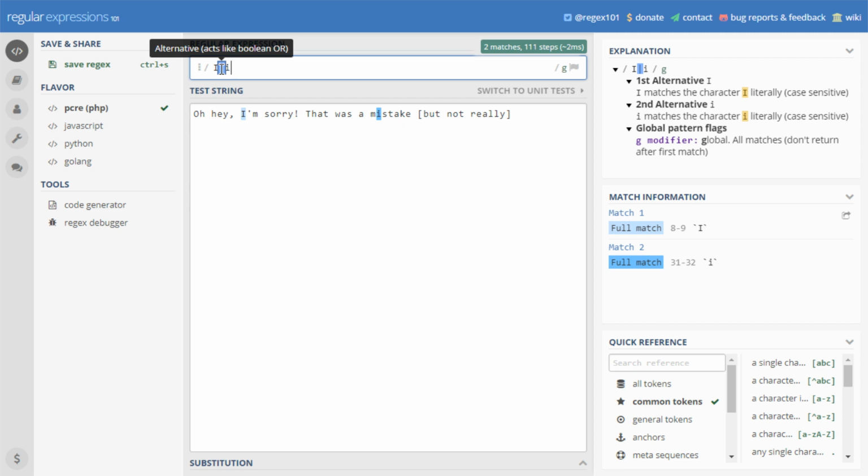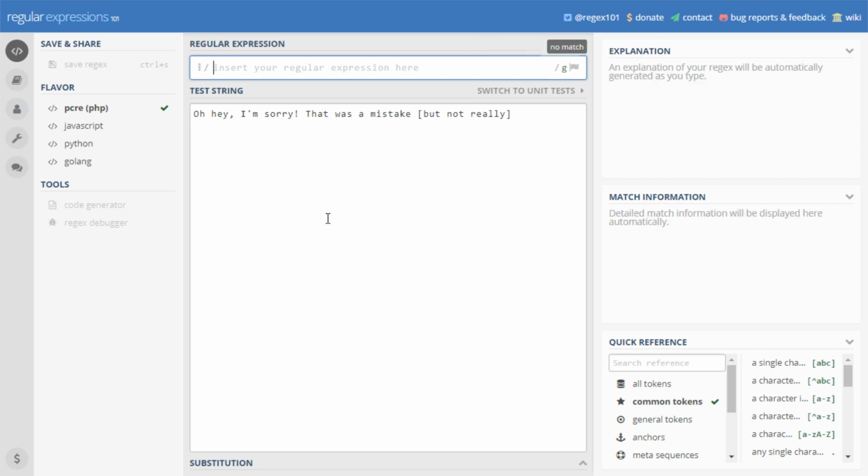It acts like the Boolean or. Okay, so it's saying capital I or lowercase I. All right, great, nice stuff. Okay, so from there, let's say maybe I want to match all of the capital letters. So I'll say, all right, I want all the capital letters.